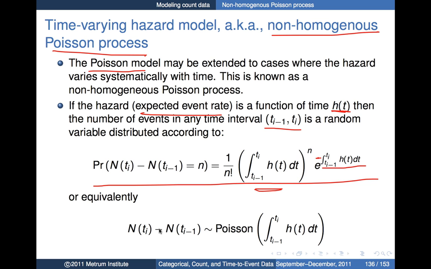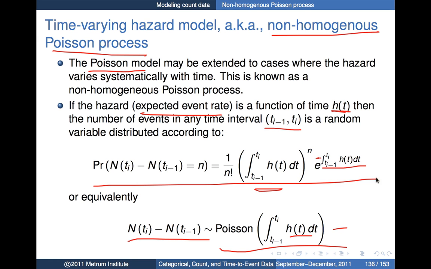So said another way, when we have a time-varying hazard, we can say that the event count over an interval is still Poisson distributed, but we have to consider taking the integral of our time-varying hazard over that interval from t_{i-1} to t_i.